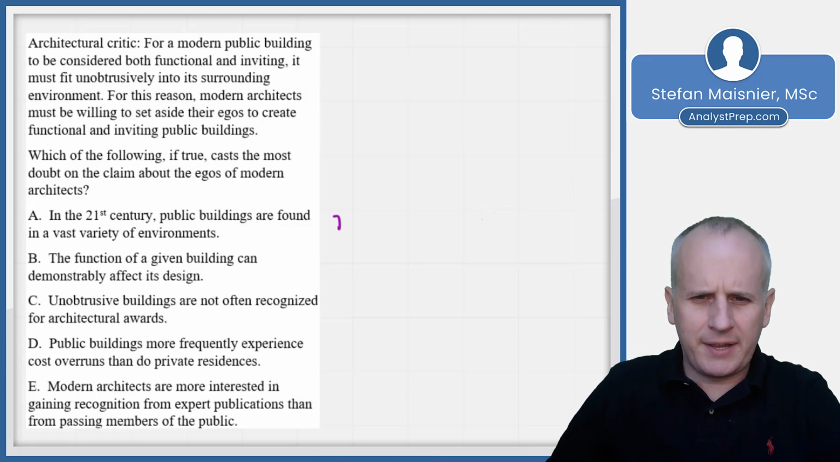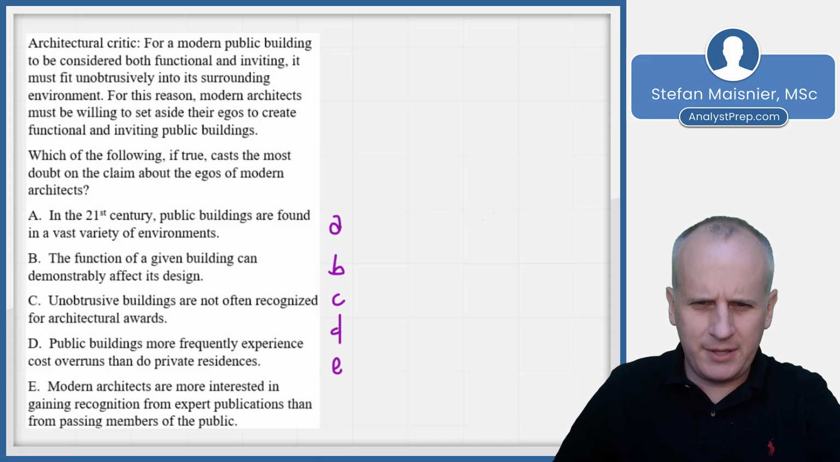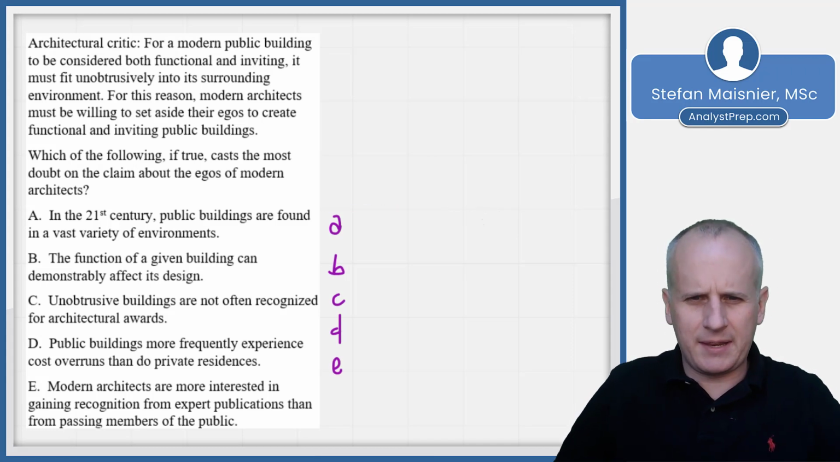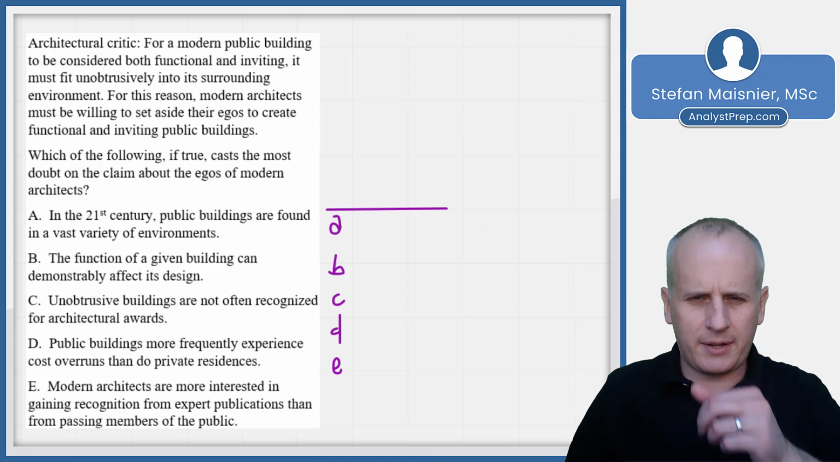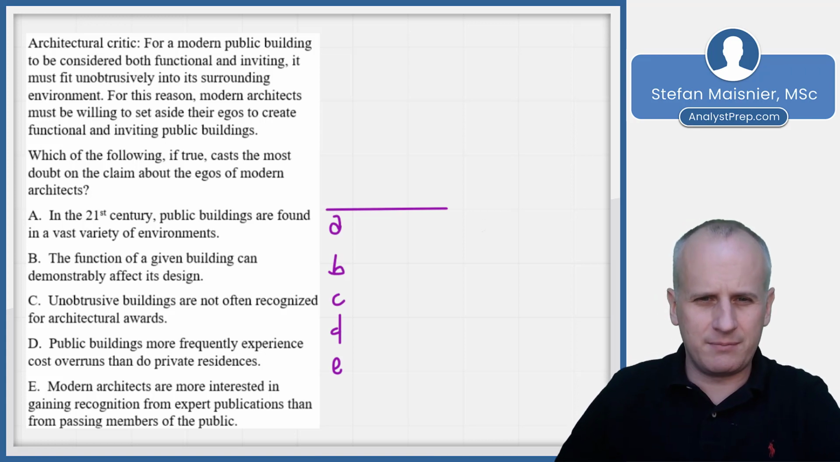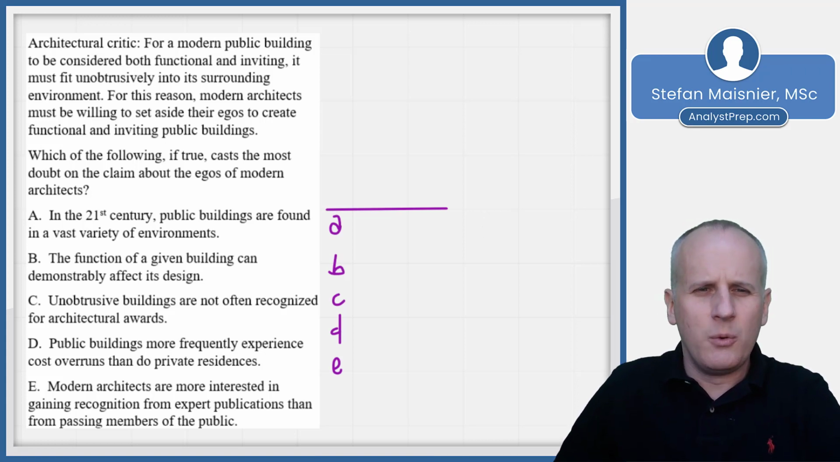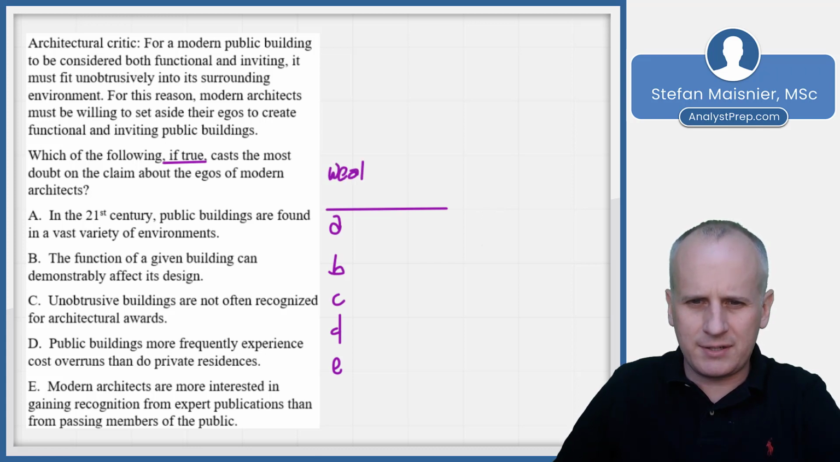So here we have a sample critical reasoning prompt. We've got A through E. We put a little line over top, and we always want to start by identifying what the task is. So we skip to the end here, and we find: which of the following, if true, so again, there's that if true phrase, cast the most doubt on the claim about the egos of modern architects. So this actually tells me my conclusion before I even get to the paragraph.